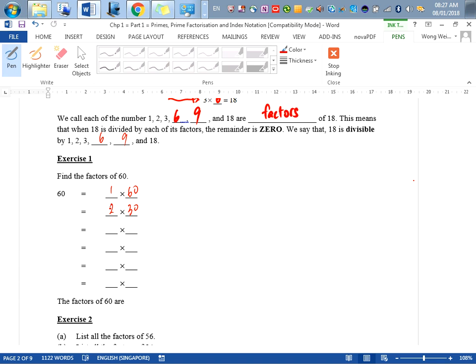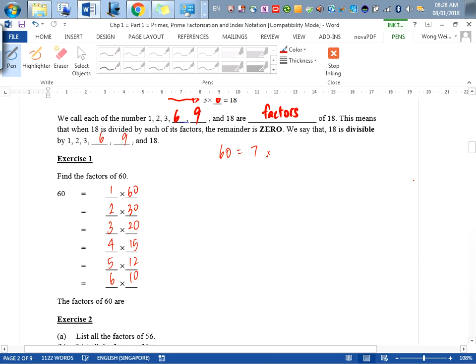Right. What is the next line? Can I have everybody tell me the answer? What is it over here? 3 times 20. Next one? 4 times 15. Next? 5 times 12, and finally 6 times 10. Can I actually go on? Let's try, okay? Let's see what else I have.